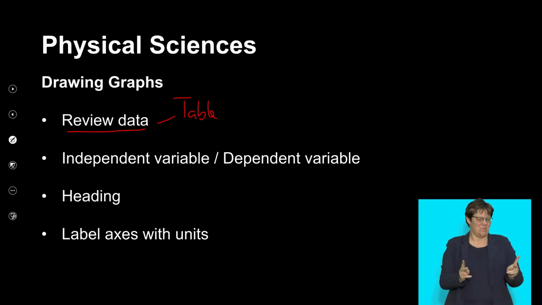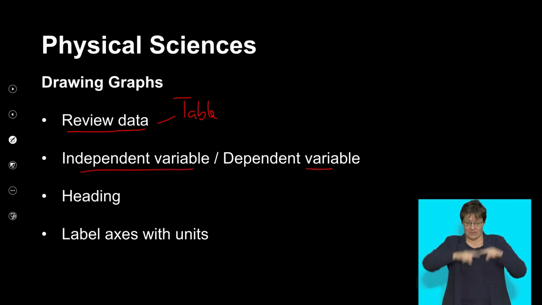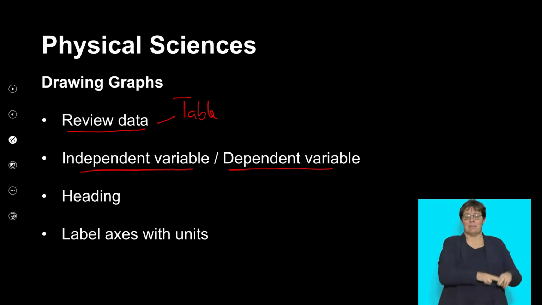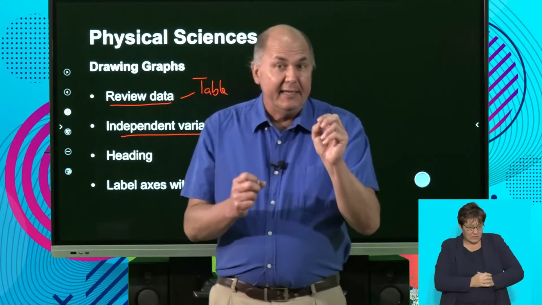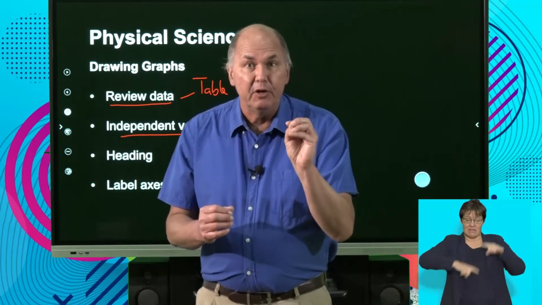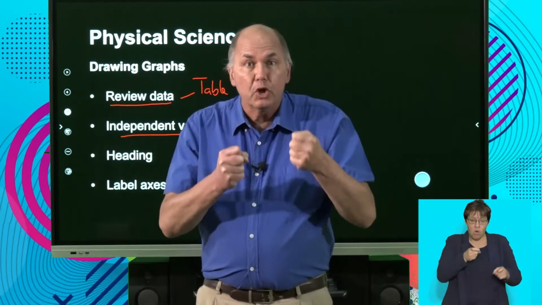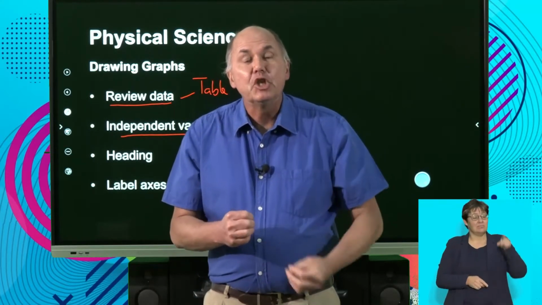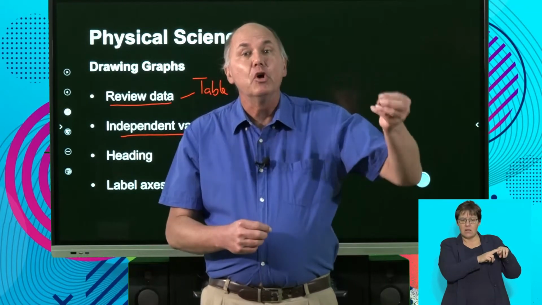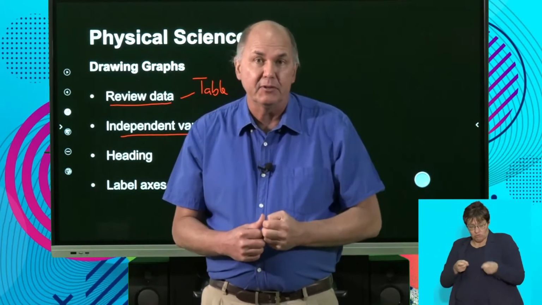And you've got to recognize within the table that there are independent variables and there are dependent variables. And you need to make sure that you understand the difference between an independent and a dependent variable. Can you remember what those differences are? Well, if you said that the independent variable is the one that you control, then you're right. The dependent variable is the change that you observe because of what you have done in an experimental situation.